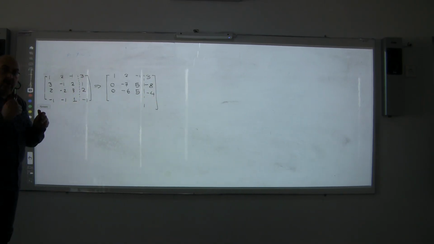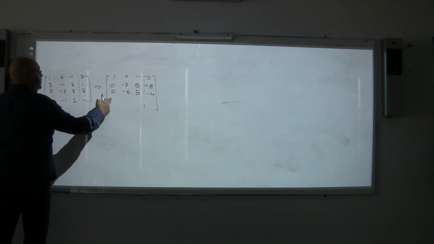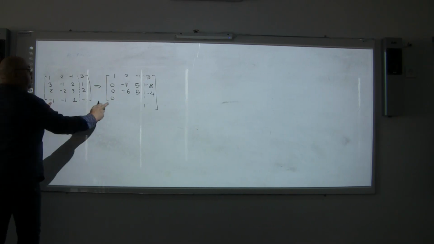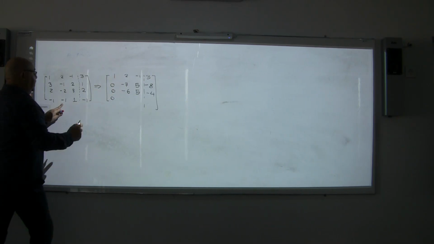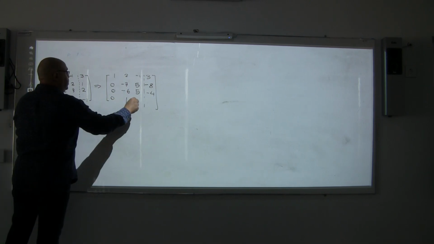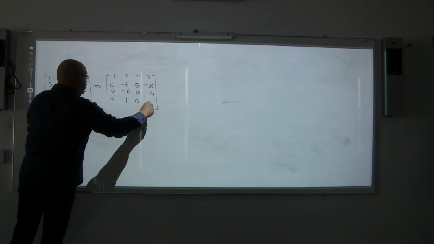In a similar manner, I will need this number to be 0. So simply, I will add them together. 1 plus negative 1 is 0. 2 plus negative 1 is positive 1. Negative 1 plus 1 is going to be 0. 3 plus negative 1 is going to be 2.